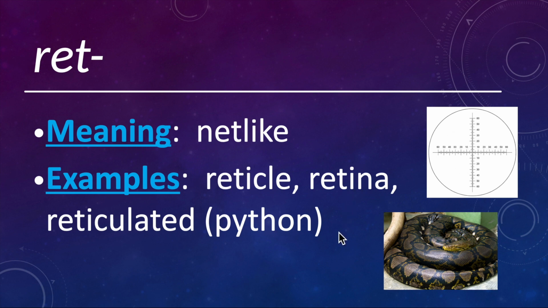Retina is like the back of your eye. There's a network of veins and blood vessels there that give a net-like appearance. So the retina of the eye. And then reticulated, like a reticulated python over here, is basically constructed, arranged, or marked like a net or a network. So you see this net-like pattern in the scale pattern on the snake.